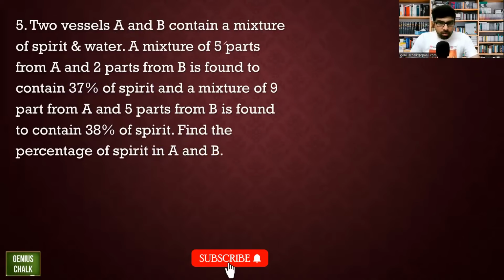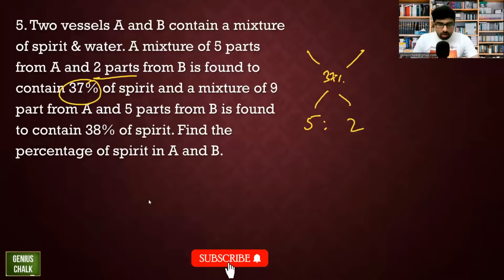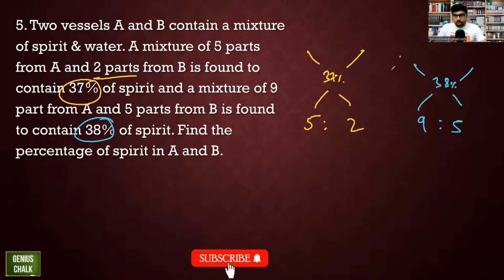Now let's combine 5 parts from A and 2 parts from B. Overall is 37%. This is 37 and this is 5. So this is a mixture of 9 parts of A and 5 parts of B, and the overall is 38%. So let's write 38%. This we need to find.